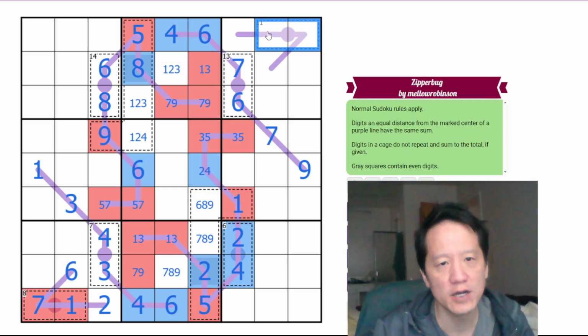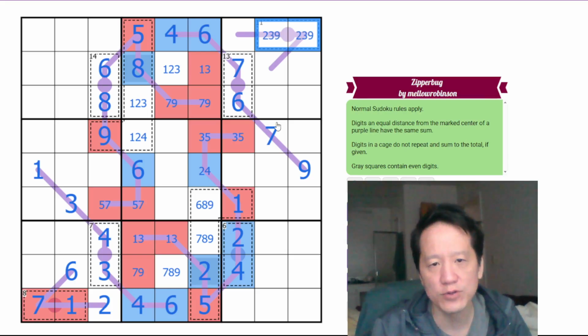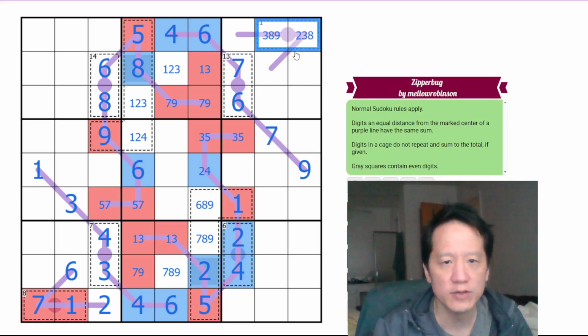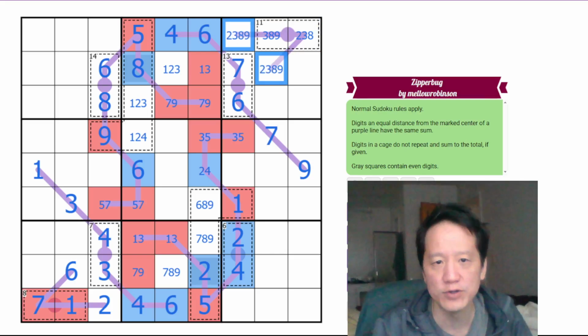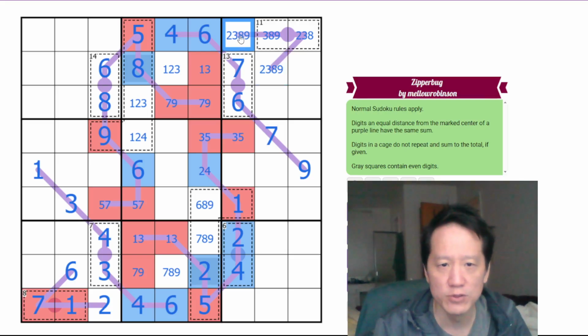It could be 2, 9, 3, 8, 4, 7, or 5, 6. But 4, 7, and 5, 6 are eliminated because of the 6, 7 in the box. So this must be either 2, 9 or 3, 8. This can't be 9, so this can't be 2. And 3, 8 could be either one. So these two must add up to 11. So it must be 2, 9 or 3, 8 also. Well, this can't be 2, so this can't be 9.